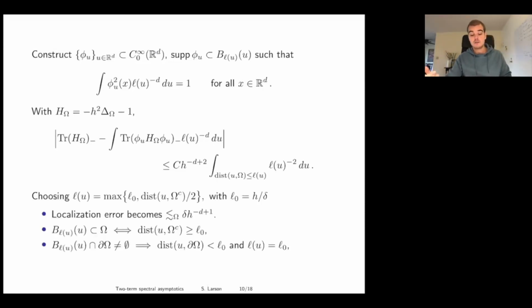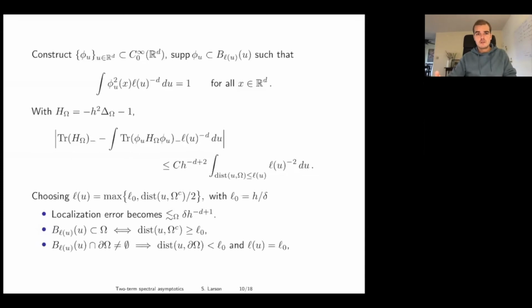And the way we do that is by essentially doing a Whitney-like choice of this length. So in particular, when we're far from the boundary, we choose our length scale just to be half the distance to the complement. While if we're close to the boundary or even in the complement of our set, we just set it to be some small fixed length L0, which will precisely be this h over delta. Something that's still very small when h goes to zero, but much, much larger than h.